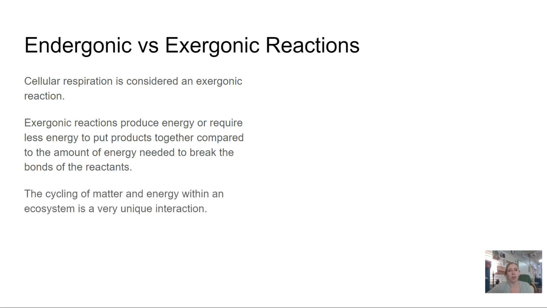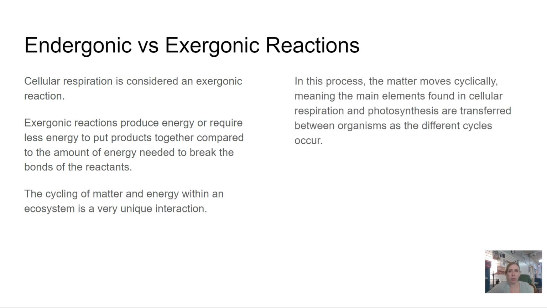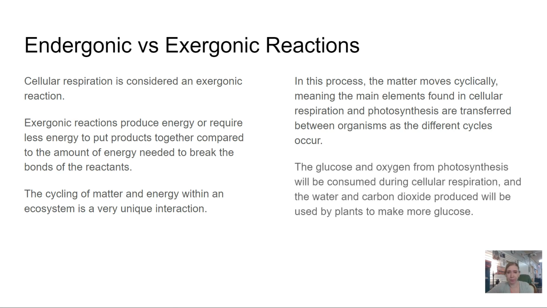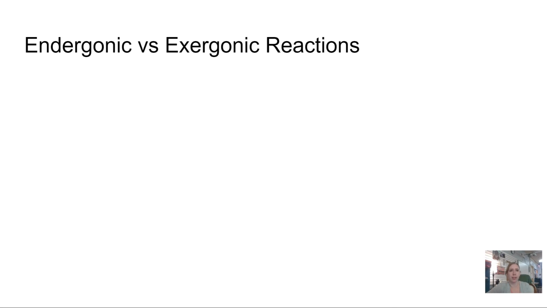The cycling of matter and energy within an ecosystem is a very unique interaction. In this process, the matter moves cyclically, meaning the main elements found in cellular respiration and photosynthesis are transferred between organisms as the different cycles occur. The glucose and oxygen from photosynthesis will be consumed during cellular respiration, and the water and carbon dioxide produced will be used by plants to make more glucose. This cycle will continue as long as organisms exist.